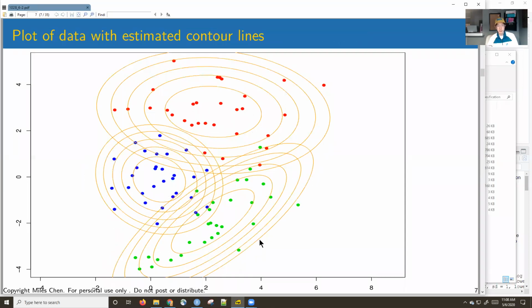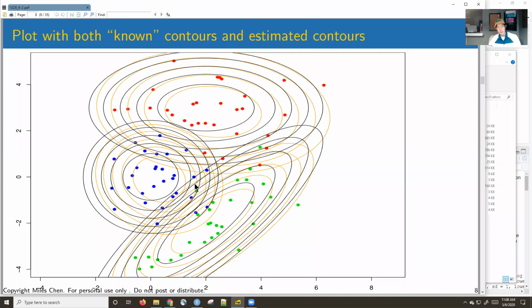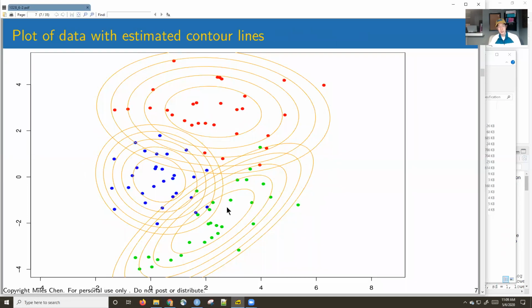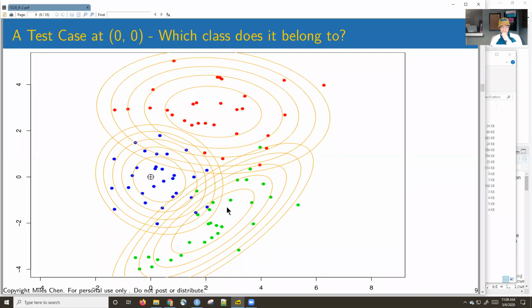So anyway, this is what we've estimated. We don't get to know the known contours. We don't get to know how the data were generated in the first place. We only have the estimated contours. But we're going to use the estimated contours to calculate the probability of a new observation belonging to a particular class. Okay, so this is my test case.